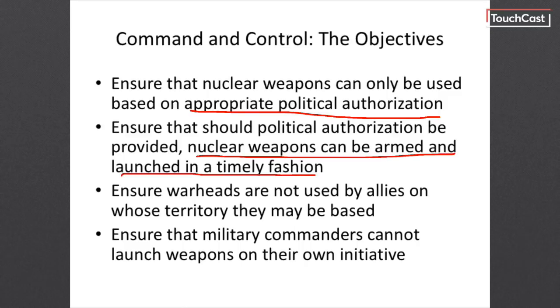Third, you want to ensure your warheads are not used by allies on whose territory your nuclear weapons may be based. So, for example, the United States did base nuclear weapons in countries around the world during the Cold War, and obviously didn't want its allies to be able to use them whenever they wanted to. So command and control systems were also designed to do that. And finally, you want to make sure that military commanders cannot launch weapons on their own initiative. You want to be absolutely sure that nuclear weapons are only used when you have political authorization to do so.